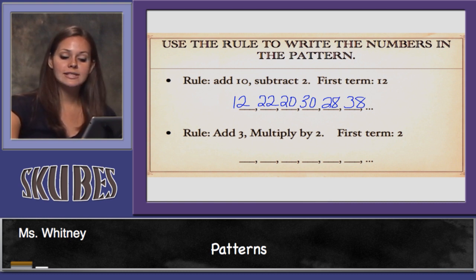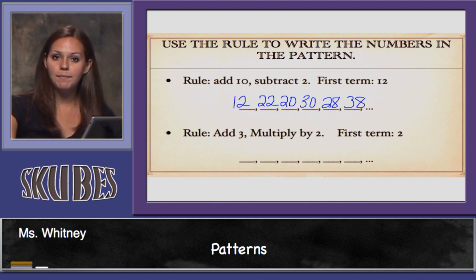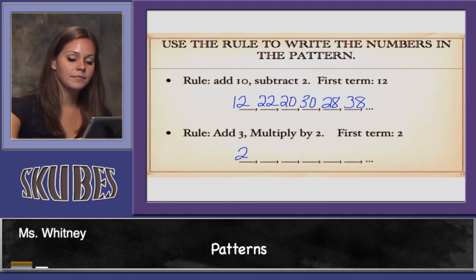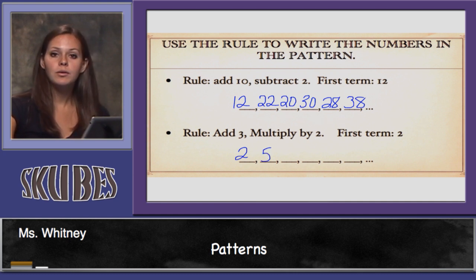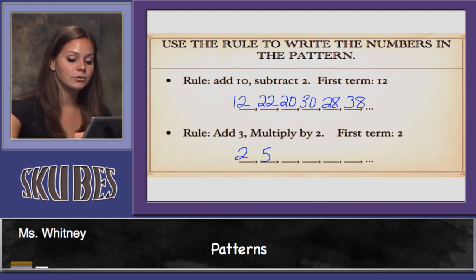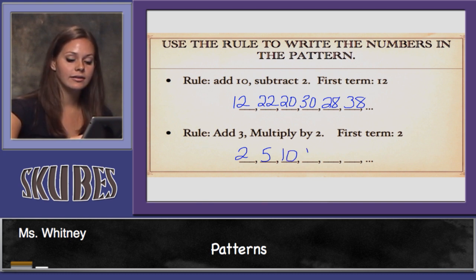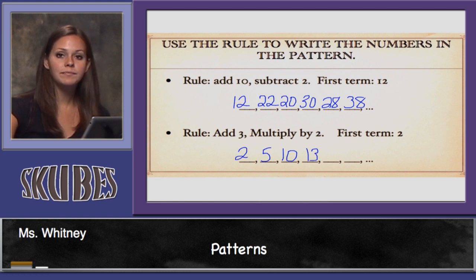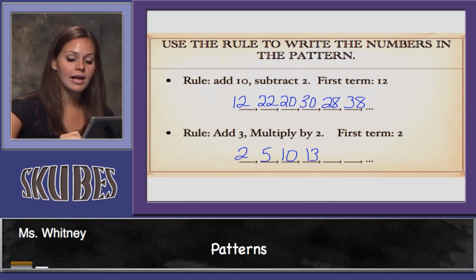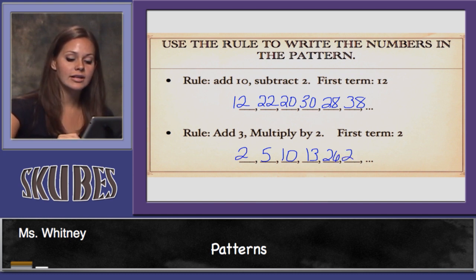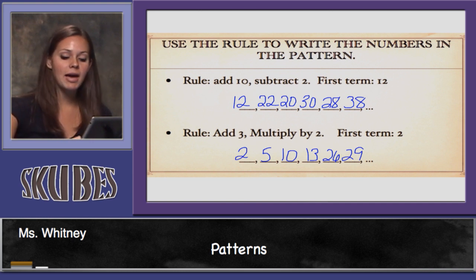Our next rule is to add 3 and multiply by 2. The first term is 2. So 2 plus 3 is 5. 5 multiplied by 2 is 10. 10 plus 3 is 13. 13 multiplied by 2 is 26. 26 plus 3 is 29. That's my pattern.